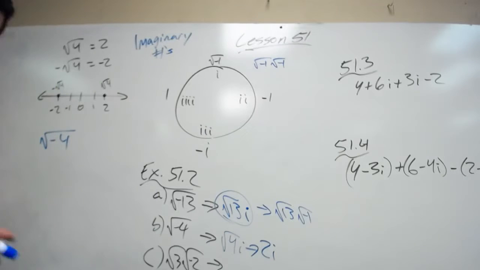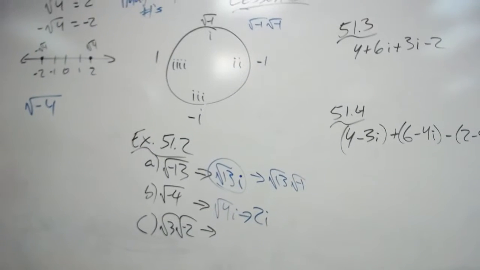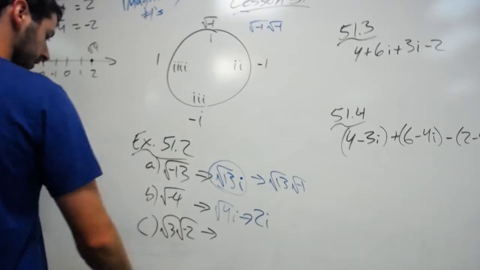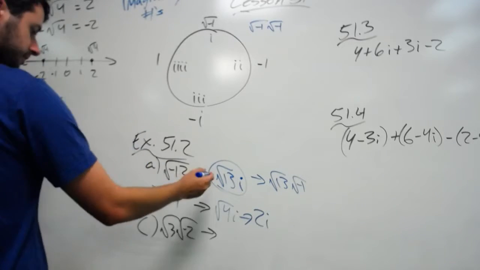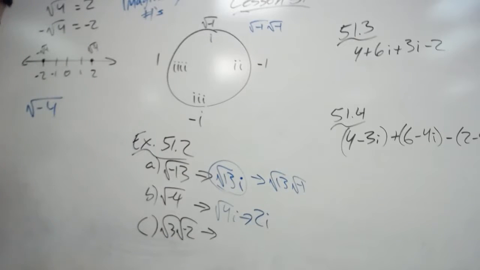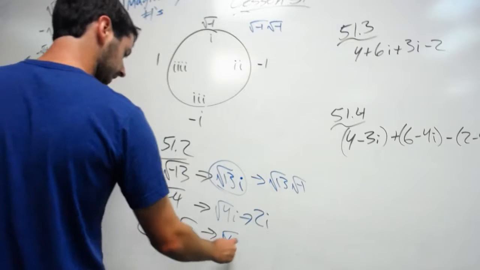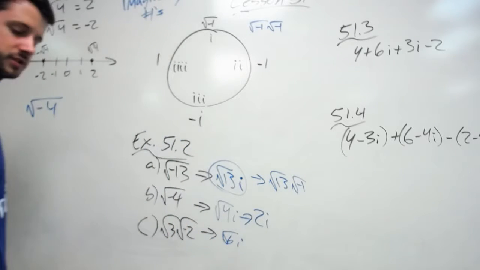We leave the i. And then the last one is square root of 3 times negative square root of 2. Just like if we had square root of 3 times square root of 2, it would be square root of 6. Except you take the negative out, it would be square root of 6 i. So that's just a brief intro into imaginary numbers.